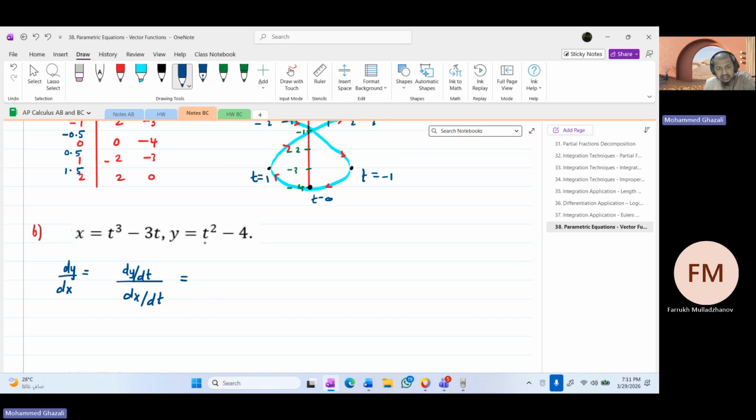So now what's dy dt? Find the derivative of this, which is just 2t, over what's the derivative of this? 3t squared minus 3. Make sense? Yep, that's it. That's your answer. Okay, Part C.